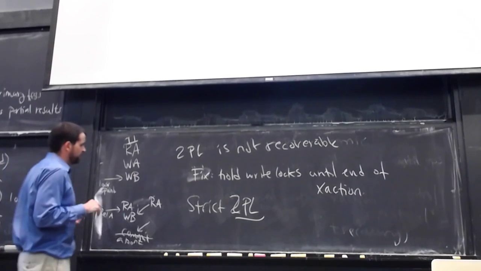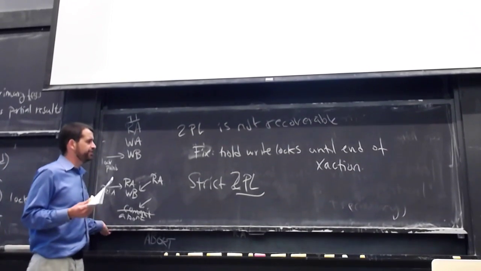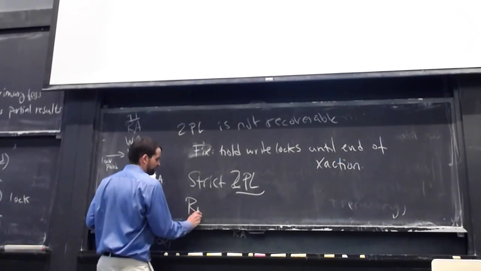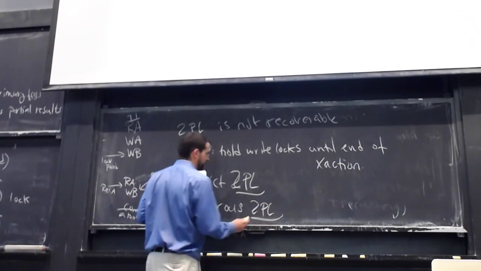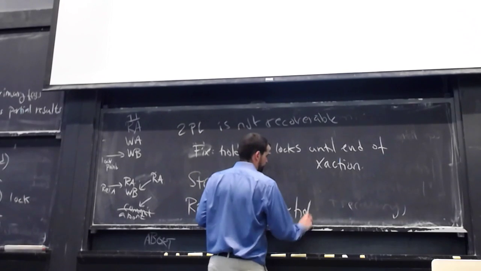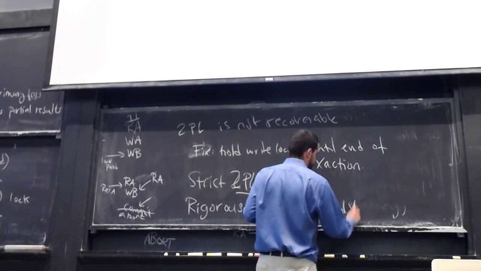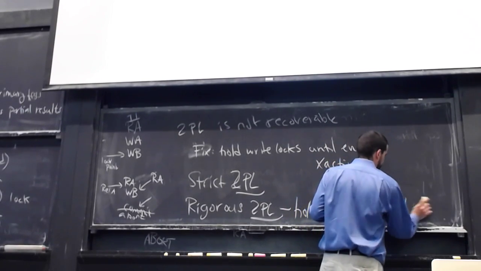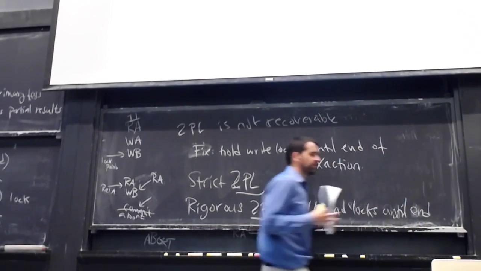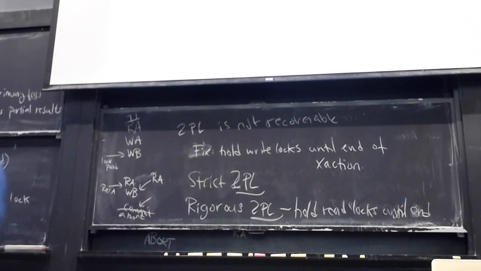Okay, so there's actually one more level of locking, two-phase locking, which is what's actually implemented in most database systems. And it's what's known as rigorous two-phase locking. And this says hold read locks until the end as well. So can anybody see, why do you think I need to hold read locks until the end?